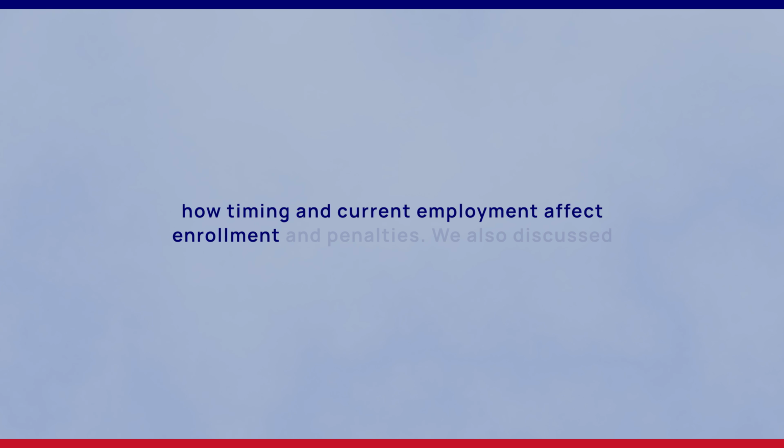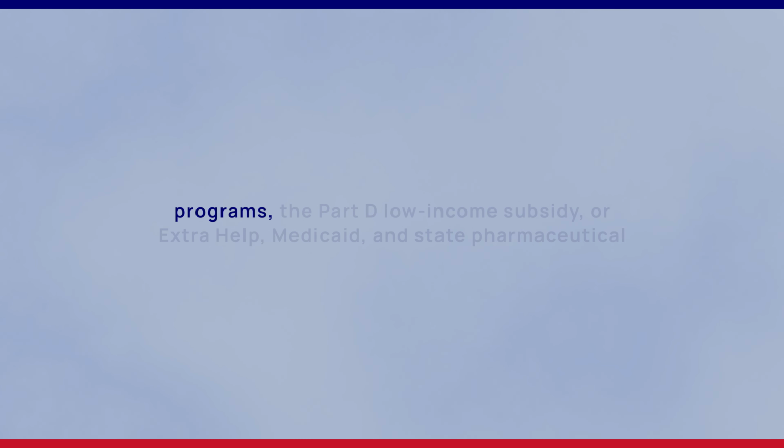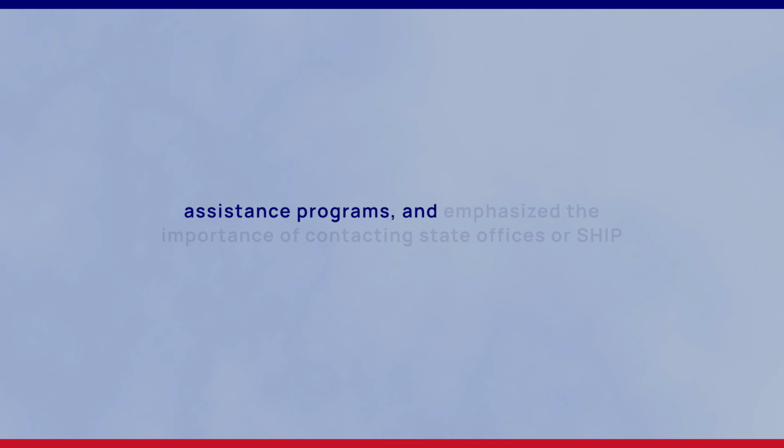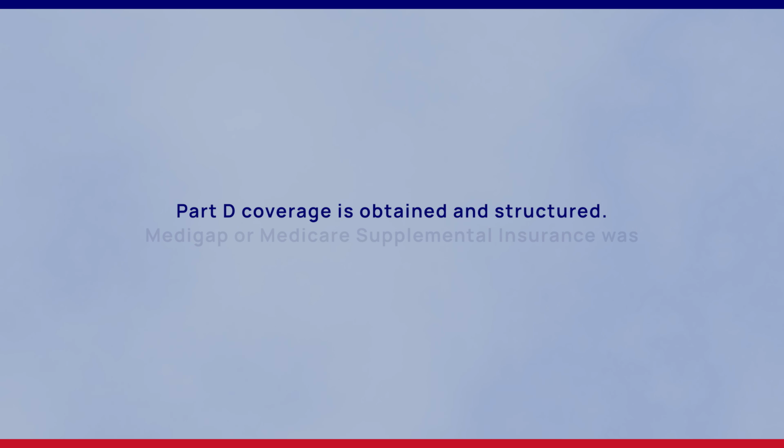We also discussed assistance for individuals with limited income and resources, including Medicare Savings Programs, the Part D Low-Income Subsidy, or Extra Help, Medicaid, and state pharmaceutical assistance programs, and emphasized the importance of contacting state offices or SHIP for help. Original Medicare Cost-Sharing was explained, including Part A hospital and skilled nursing copayments, and Part B outpatient deductibles and coinsurance, along with protections for beneficiaries. We covered appeal rights, grievance procedures, and how Part D coverage is obtained and structured.